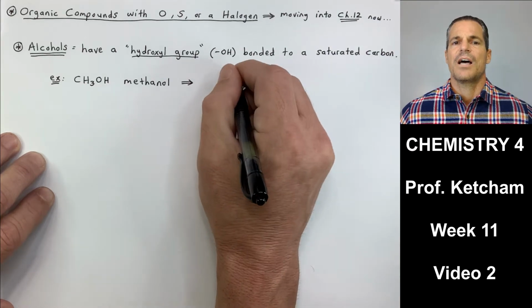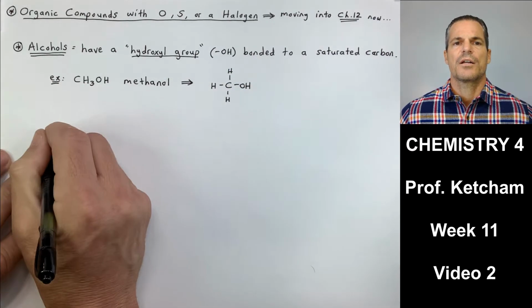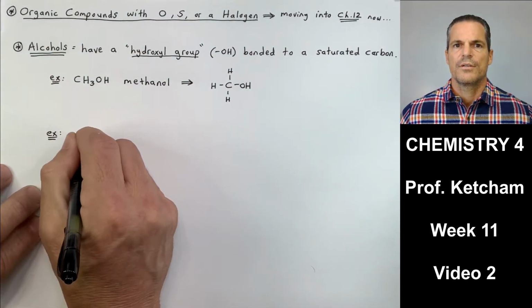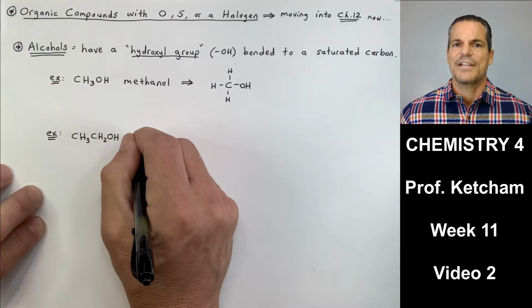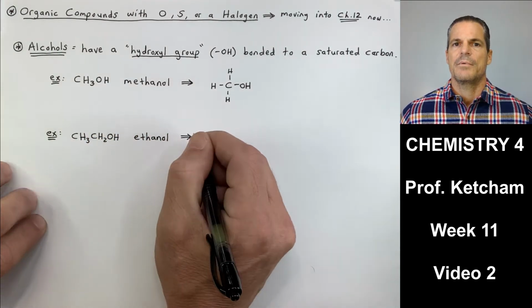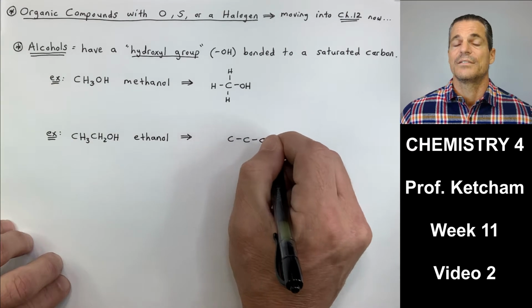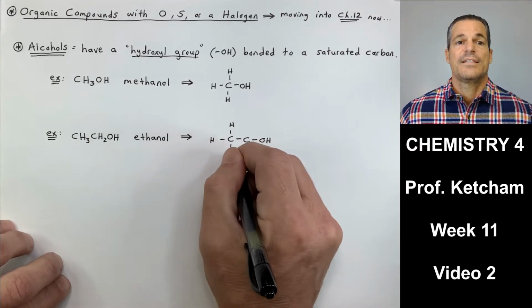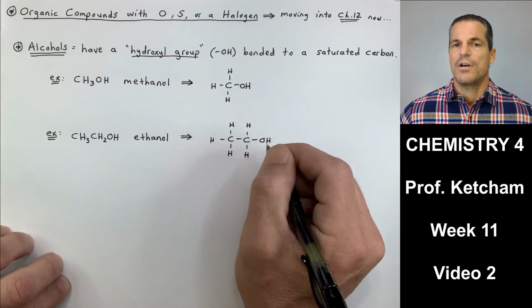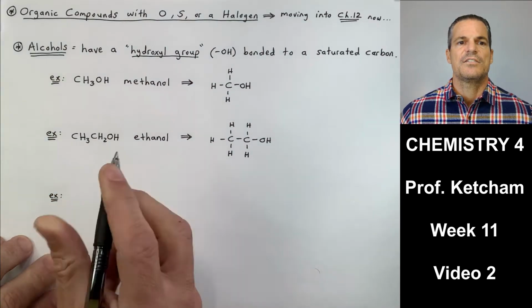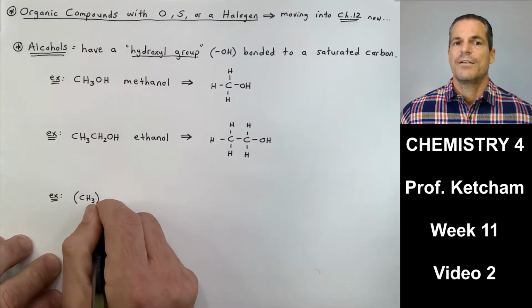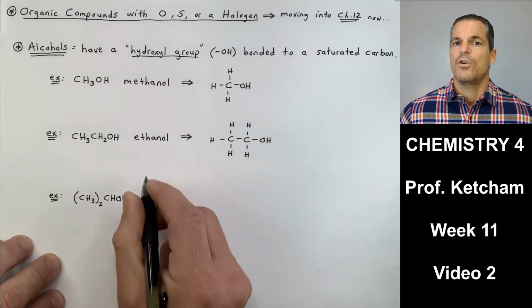Alcohols have something called a hydroxyl group. Hydroxyl group is just an OH, single bonded to a saturated carbon. Saturated carbon is a carbon that makes 4 bonds. All right? So example, CH3OH, methanol. CH3CH2OH, ethanol. Very similar to methane and ethane, but we have an OH group on them.